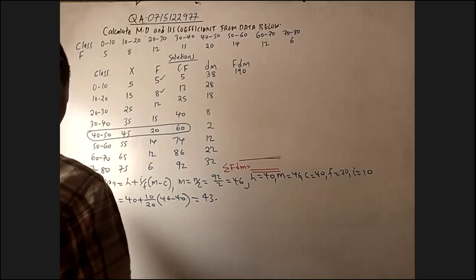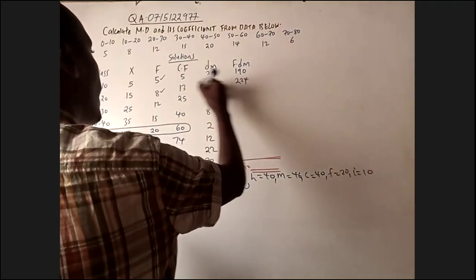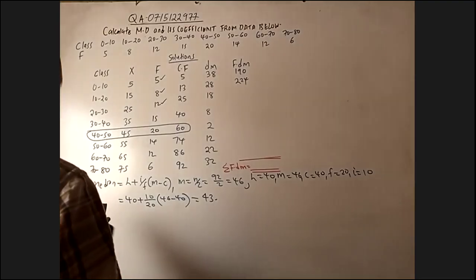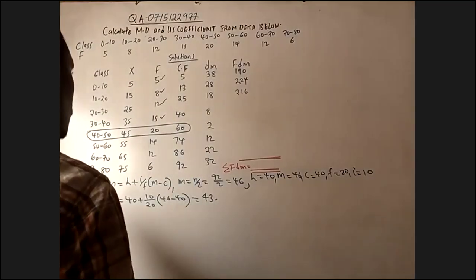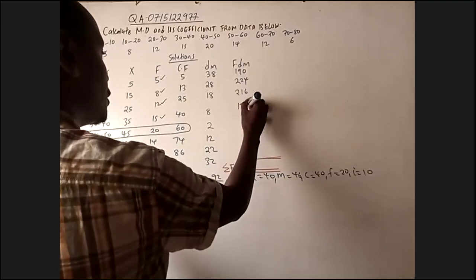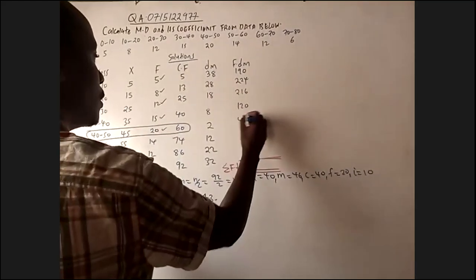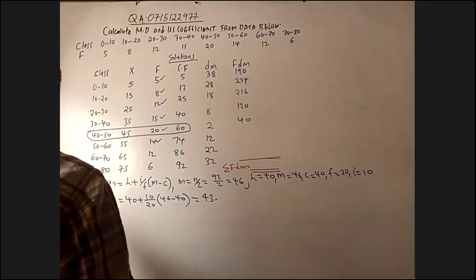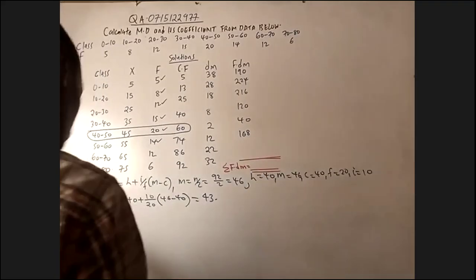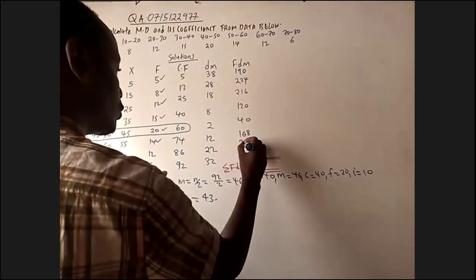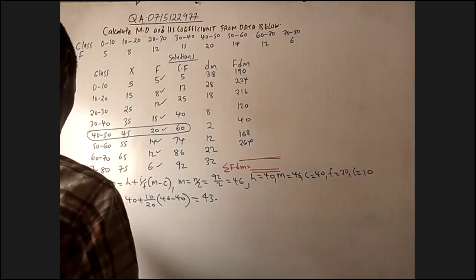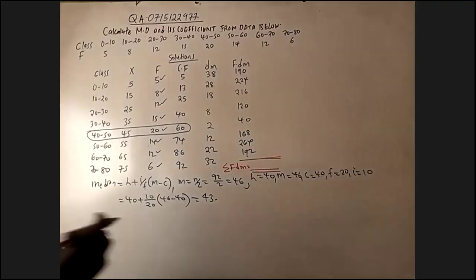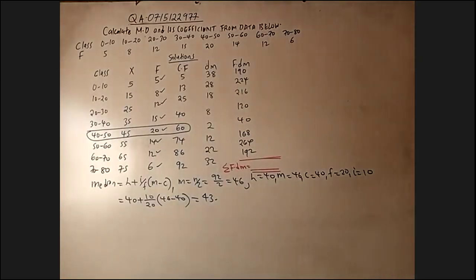8 times 28 is 224. 12 times 18 is 216. 15 times 8 is 120. 20 times 2 is 40. 14 times 12 is 168. 12 times 22 is 264. 6 times 32 is 192. Add the total. What do you get? 1414.